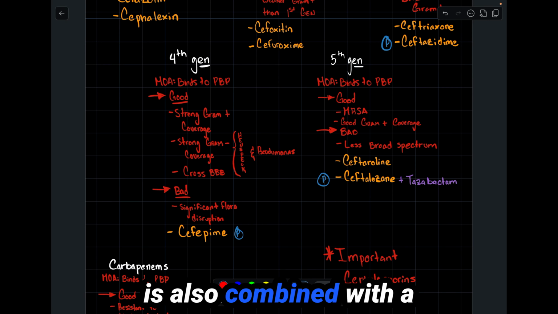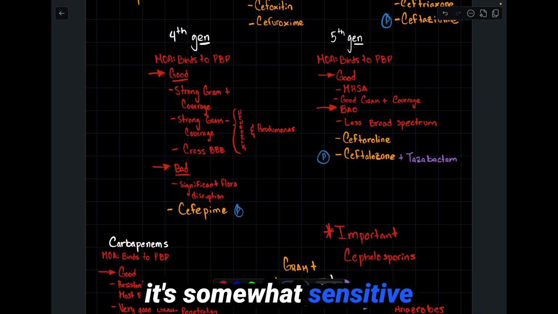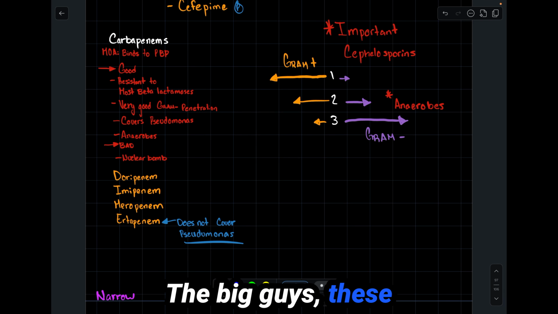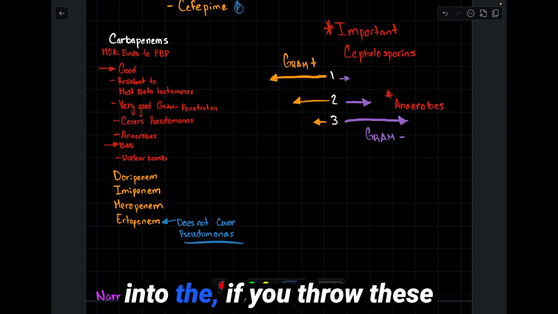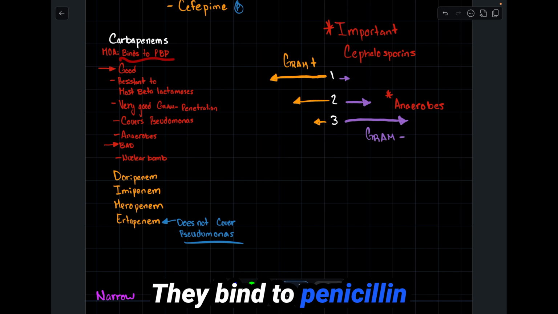Ceftazidime is also combined with a beta-lactamase inhibitor to help it out some more. So that tells you that it's somewhat sensitive to beta-lactamase. So we combine it with tazobactam. And then the big guys. These are the grenades. If you throw these guys into the mix, they're going to destroy everything. They're very strong. They bind to penicillin binding proteins. These are carbapenems.